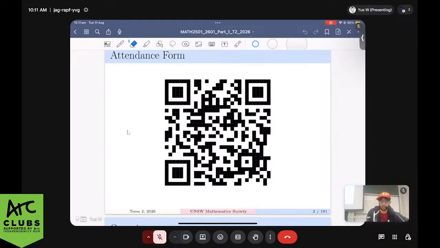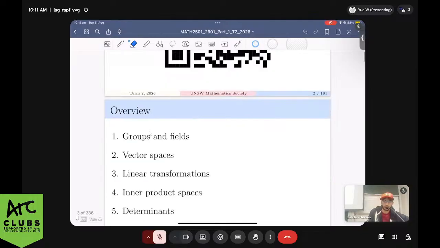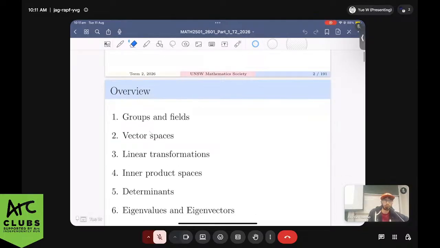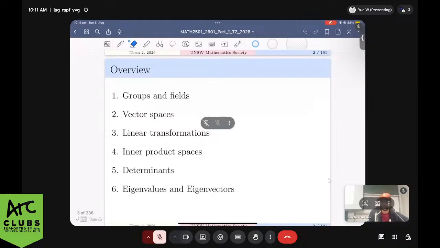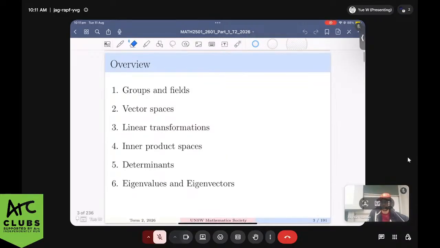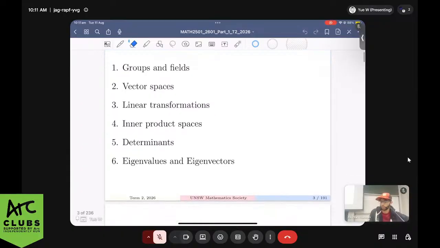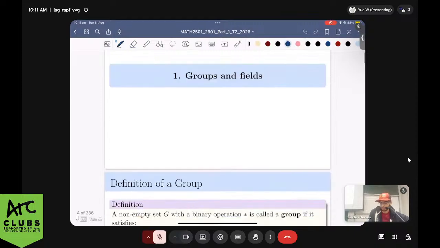Okay, so I think we're good to start. Welcome to 2601 Revision Seminar Part 1. We're just going to go through these 6 topics today. And for eigenvalues, we'll go through most of it, excluding SVDs and geometric properties. Those will be in the second seminar. Okay, so we'll start with groups and fields.